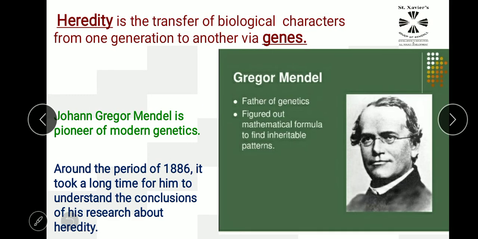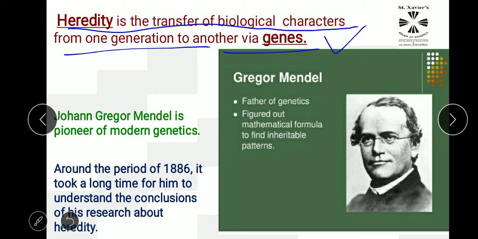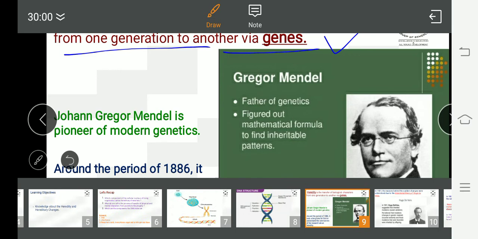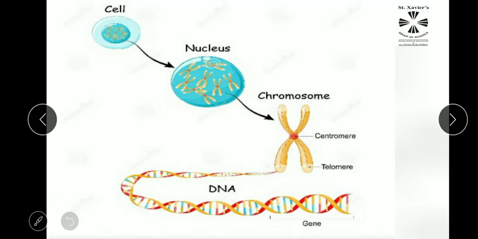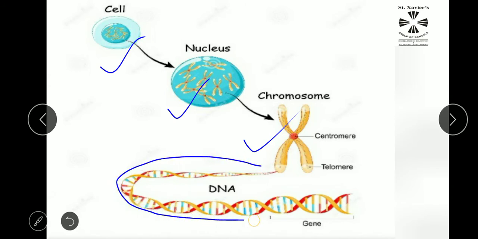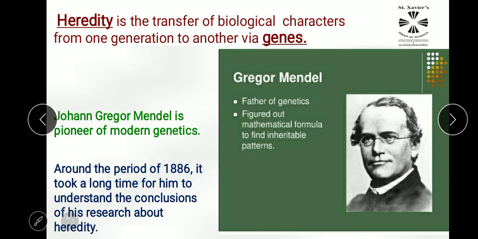When we start with this chapter, the chapter itself is heredity and evolution. Now the word heredity: what is heredity? Heredity is the transfer of biological characters from one generation to another via genes. Students, we are already familiar with genes. In this diagram, the cell has a nucleus, inside the nucleus there are chromosomes, and each chromosome is made up of a single DNA, and each segment of DNA is called a gene. So we are already familiar with the word gene. Now here we are talking about heredity.